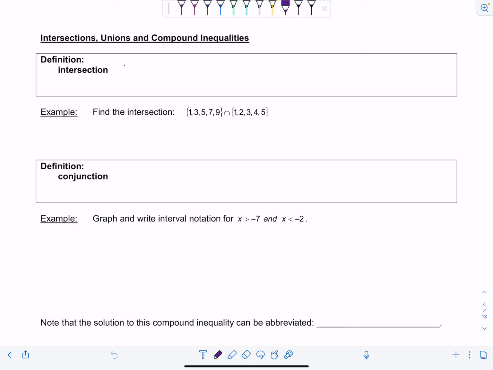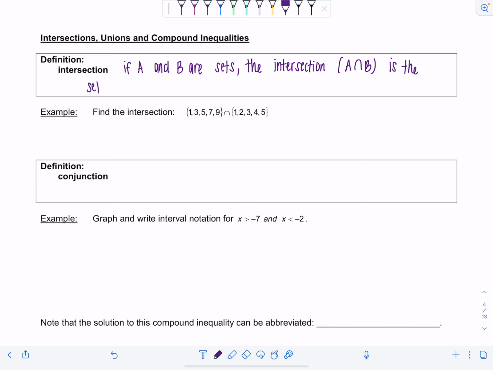Intersection. If A and B are two sets containing elements, then we say the intersection of these two sets, and the way you would denote that you're taking the intersection of these two sets is you would write A intersect B. It looks like an upside down U, doesn't it? That intersection is the set of all elements that are common to both.